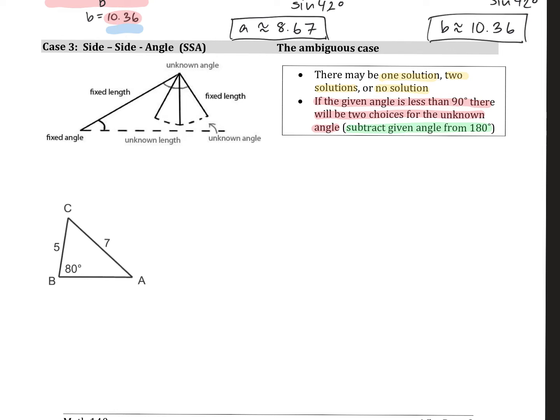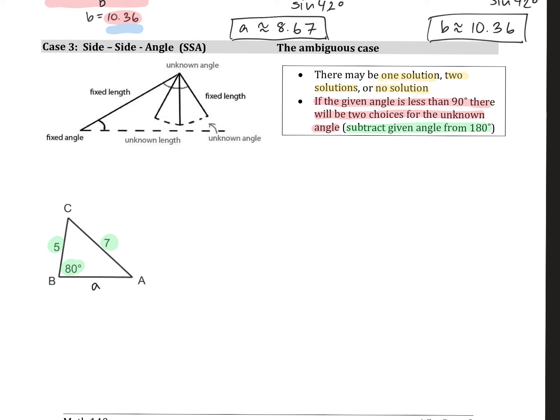So let's go ahead and solve this, but first let's make sure that this is actually the side-side-angle case. So what are we given? We're given a side and an angle in that order. Yep, this is the ambiguous case, so we gotta be careful. Keep in mind, it could be one, two, or no solutions. Well, what do we know?